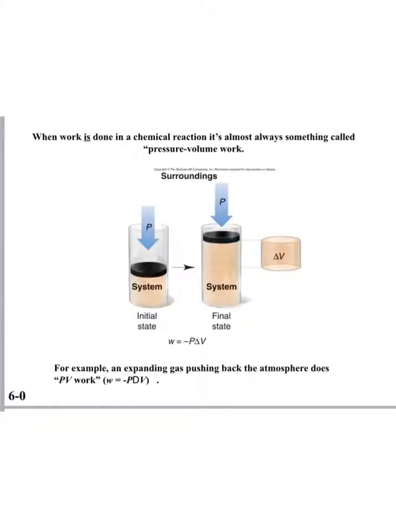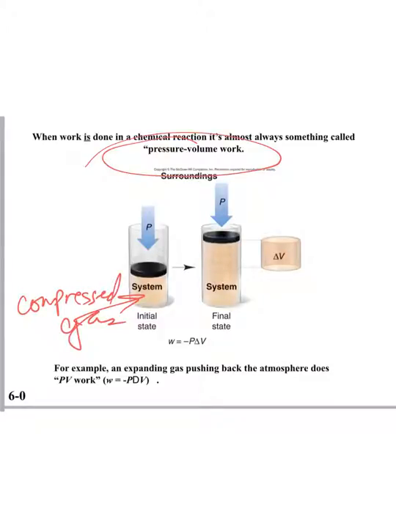When I say that a system does work, it gets called pressure volume work. So let's say that you had a compressed gas here, and this disc was held in place by some metal pins. As soon as you release those metal pins, the compressed gas is going to push against the atmosphere, and so this system does work.